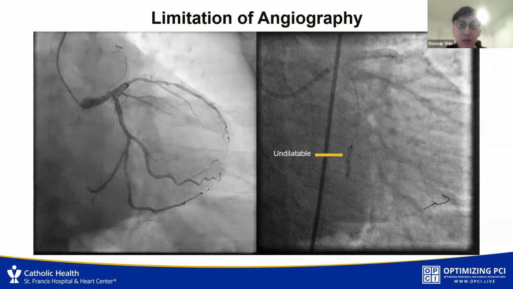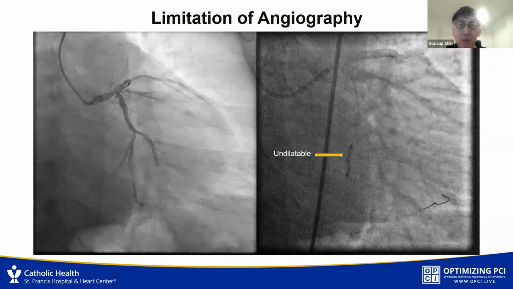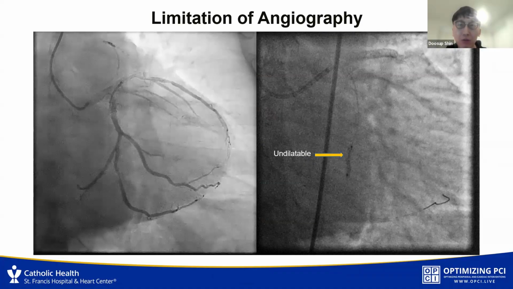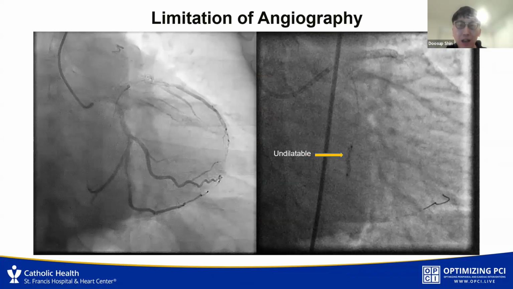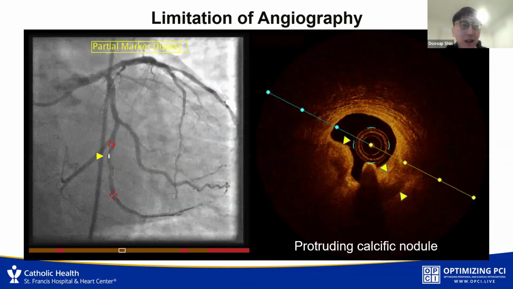So in this case, there was angiographic calcification, but there was no obvious angiographic radiolucent mass. Plain balloon angioplasty was attempted, but it was not able to dilate. Later, the OCT revealed that there is a protruding non-eruptive calcified nodule in this area. Therefore, the use of intravascular imaging is important, especially when you are dealing with a severely calcified lesion.